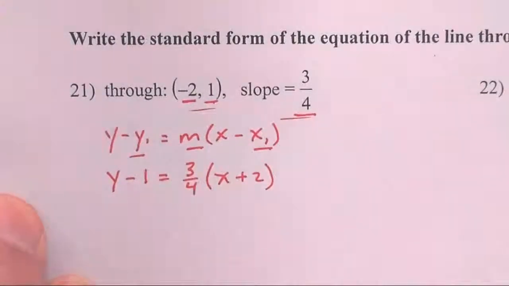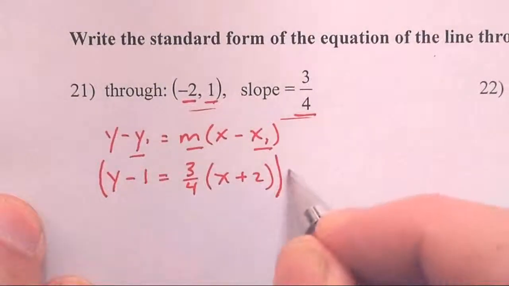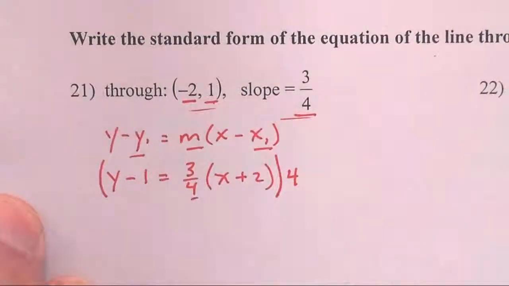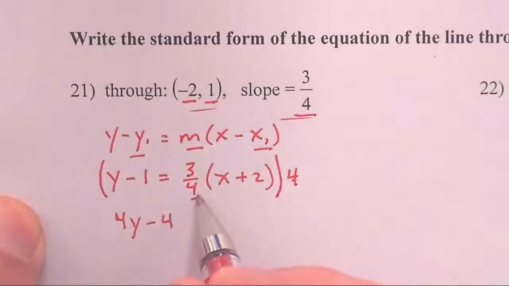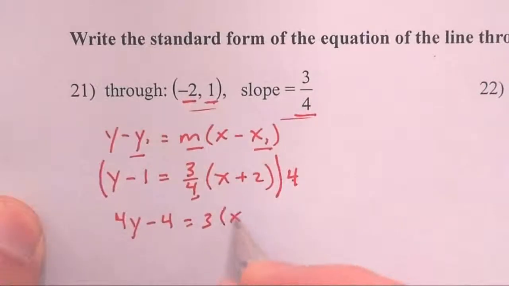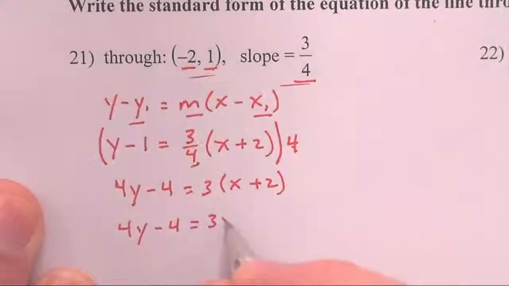Again, you could distribute the 3/4 here if you wanted to first, but I just want to get rid of fractions. I'm going to multiply both sides by 4. 4 times y minus 1, 4y minus 4. 4 times the 3/4, that's the whole reason I'm doing this, is just 3, which gets distributed to x plus 2. And you might do that in one step. 4y minus 4 equals 3x plus 6. I'm going to add 4.